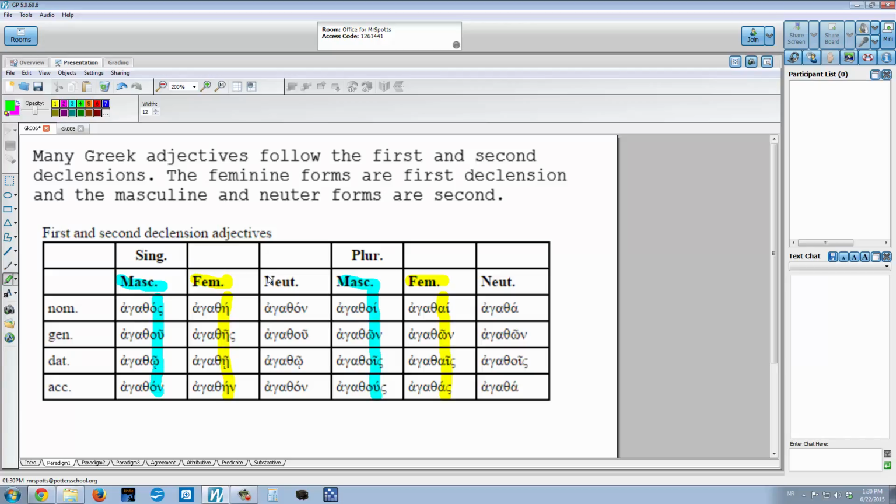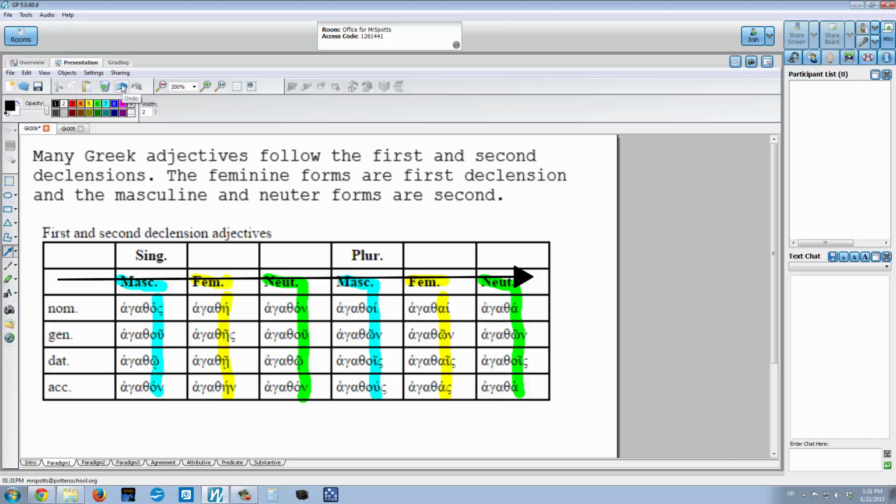How about the neuter? Second declension. See the on, o, on, and the plural, a, own, ois, a. Now some grammar books will make a big deal about it. They'll say, always memorize side to side like that. Agathos, agathe, agathon. Agathu, agathes, agathu.